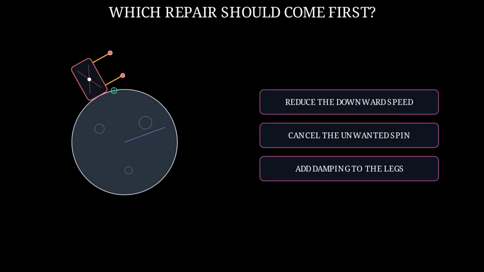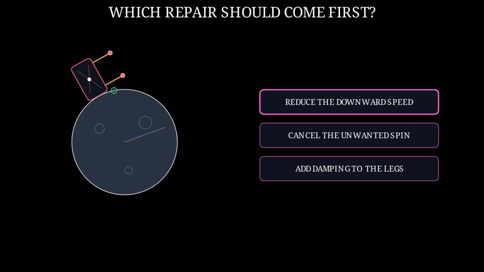We are going to turn this failed touchdown into a successful one by separating the jobs that a physics engine must perform. Which change should we try first? Should we reduce the downward speed, cancel the lander's unwanted spin, or add damping to the flexible legs? Choose the repair that seems most urgent.